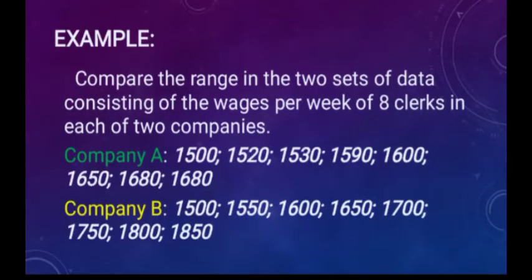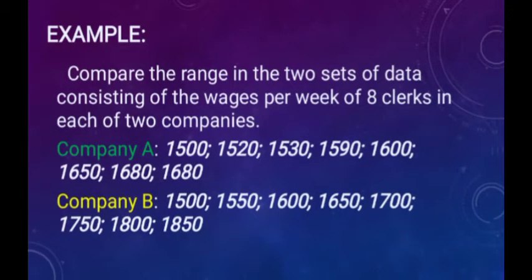So let's have our first example. Compare the range in the two sets of data consisting of the wages per week of 8 clerks in each of two companies. In company A, we have the data, and so with company B. Since our data is arranged in ascending order, we can easily spot the highest and the lowest wage. The highest wage here is 1,680 and the lowest wage is 1,500.